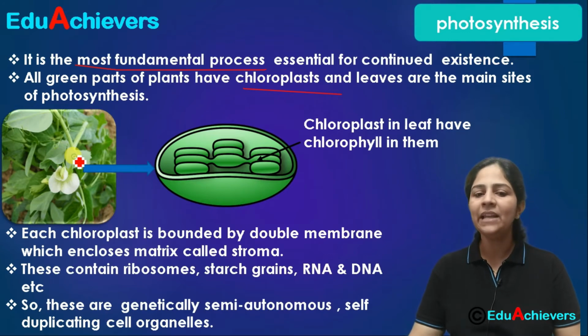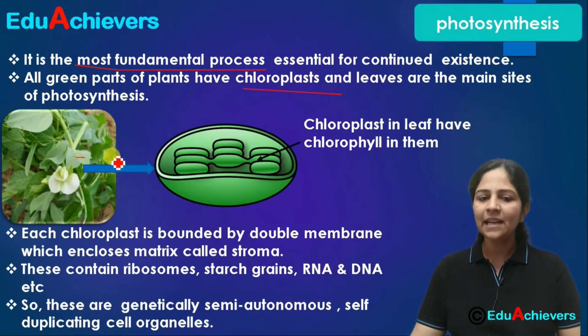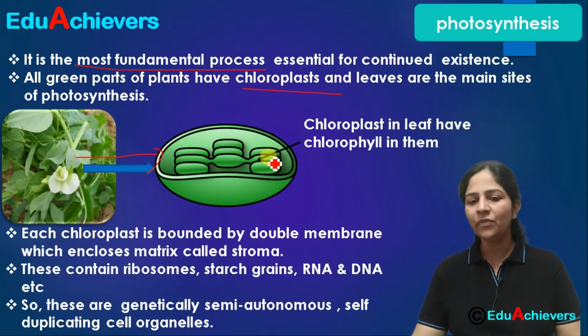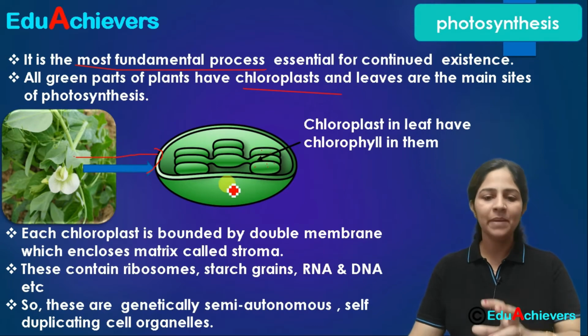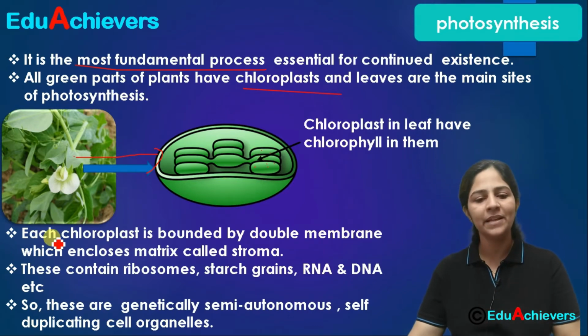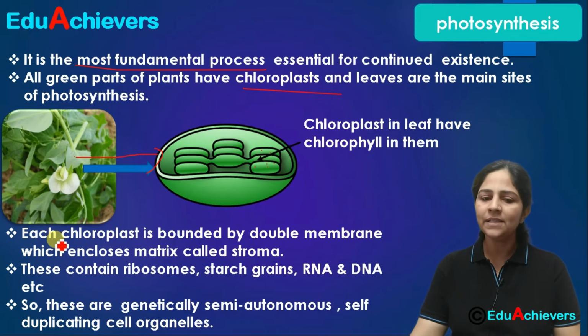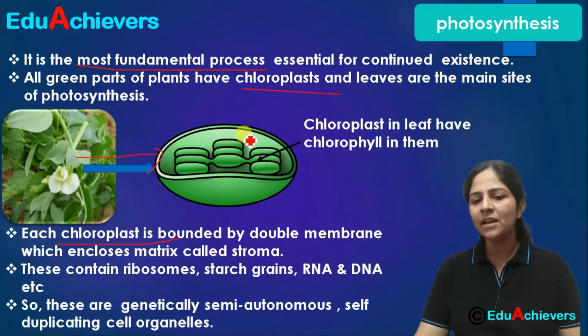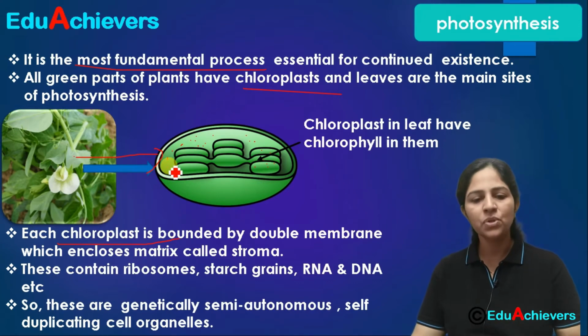For example, this is a green leaf of a plant. Inside this green leaf, this is a chloroplast structure. This chloroplast is having chlorophyll inside them, and that chlorophyll will be absorbing the sunlight. We'll be studying this structure in more detail. When we talk about chloroplast, every chloroplast is having a double membrane structure. And inside here, this is a stroma. This area which is filled by some substance is called the stroma.